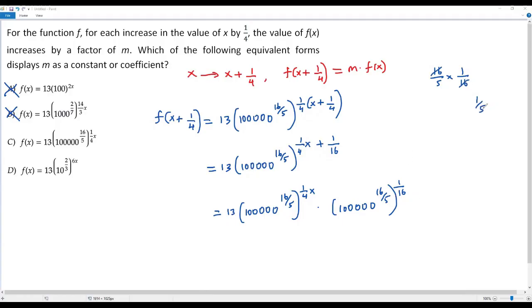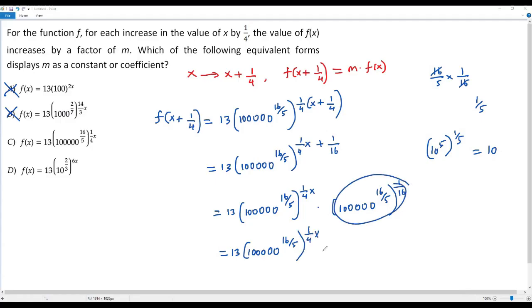So here we get the exponent 1/5 for this 100,000. And 100,000 can be written as 10 to the 5th power. So it has to be raised to the power of 1/5. So the simplification of this one is 10. That is, the value of this one is 10. Okay, now let me write the rest of the stuff as it is. It is 13 times 100,000 to the power of 16 over 5 to the power of 1/4 of x. Okay, already we got the value of this one as 10.